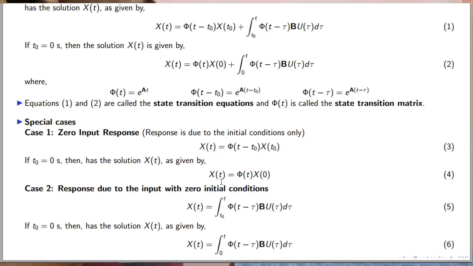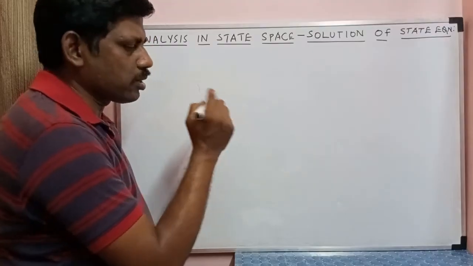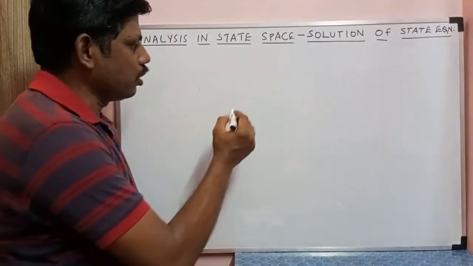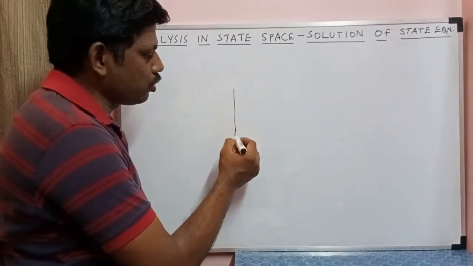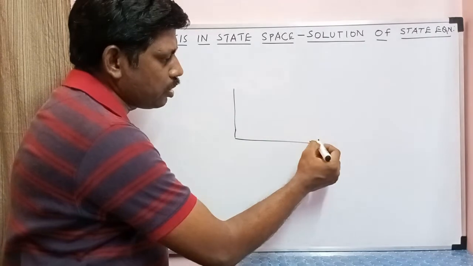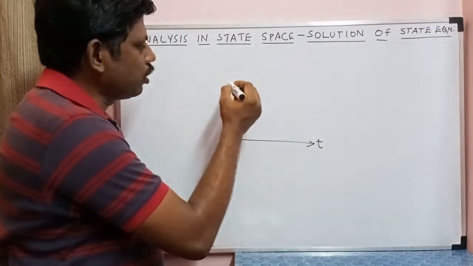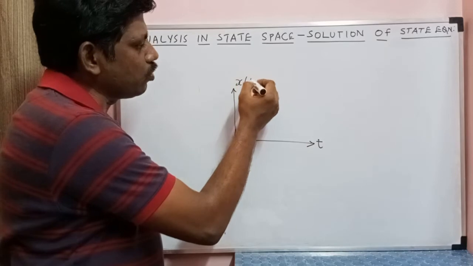So here, if you take this equation number 4, which describes the case of a zero input response, then it is given by x of t is equal to phi of t into x of 0. So let me explain this with the help of a first order system. If it is a first order system, obviously it will have a single state variable. So let me say I am going to take t in the x-axis and the state variable in the y-axis.